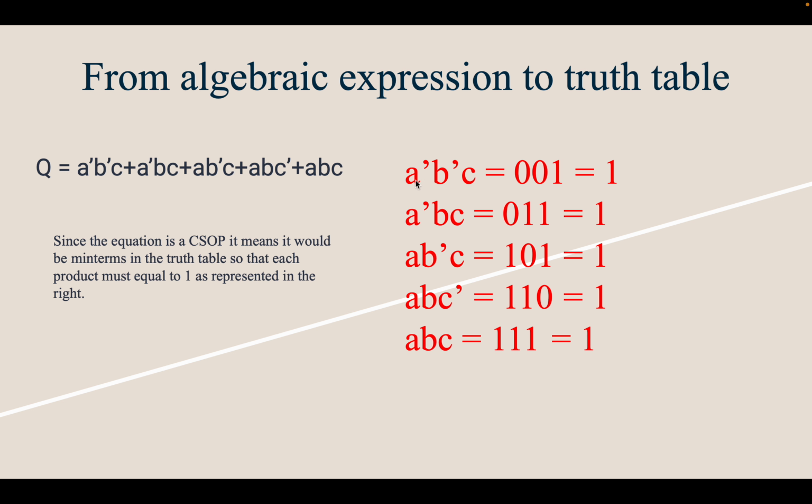When we have A'B'C, it has to be 0 times 0 times 1, because that would equal 1, since the zeros are turned into 1 with the primes. The same thing applies to A'BC: 0, 1, 1 equals 1 again. AB'C equals 101. ABC' is 110, equal to 1. ABC will just be triple ones, equal to 1.